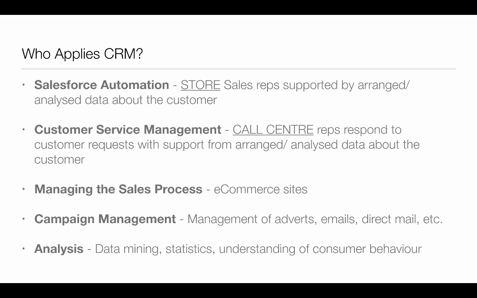So here we are going into that. So we've got sales automation. So in the store, the sales rep is supported by arranged data about the customer, as just said, with the iPads. CRM implies the customer service management point, which is the call centres. So you call the call centre and you say, oh, I've got a problem with my order. I've ordered this handbag and it's not the right size, or I'd like to swap it, or whatever it is. The person at the call centre has information about you, what you bought, where you bought it, and they can go, oh yeah, I see you bought that handbag at our Manchester store, no problem at all. I see you're in Liverpool, there's a store over there, why don't you just drop it in there, we'll have a new one ready for you.